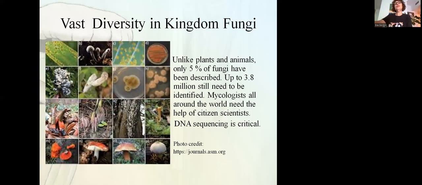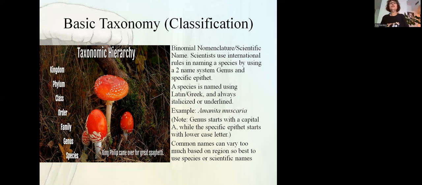Okay, so basic taxonomy or classification. I don't want to spend too much time on this. I'm assuming that most people are familiar with the taxonomic hierarchy, but just know that they have their own kingdom. Within that kingdom, we have several phyla, and we could probably spend a whole year discussing all the different phyla of kingdom fungi, class, order, family, genus, and species.